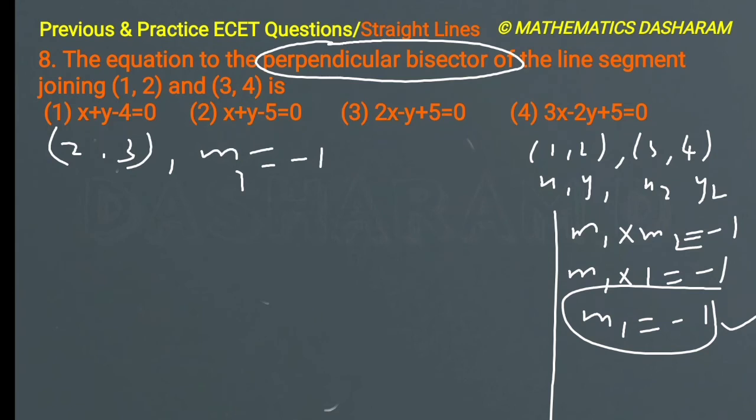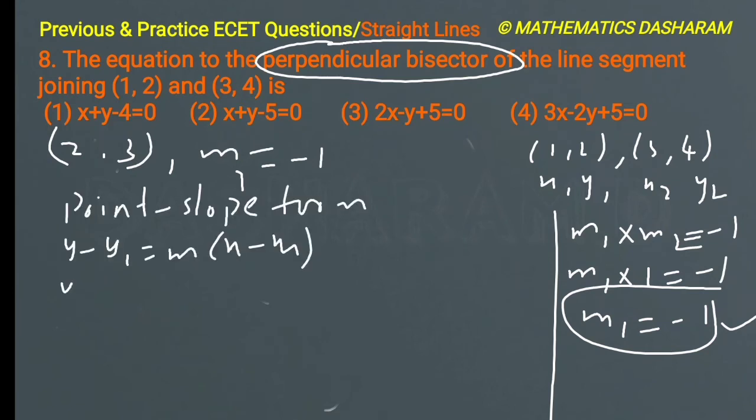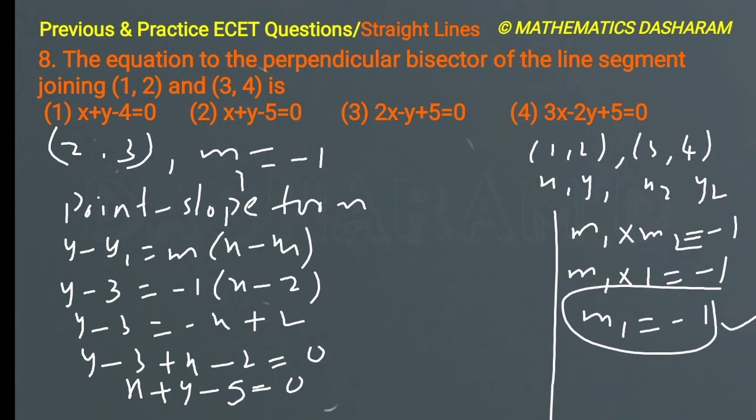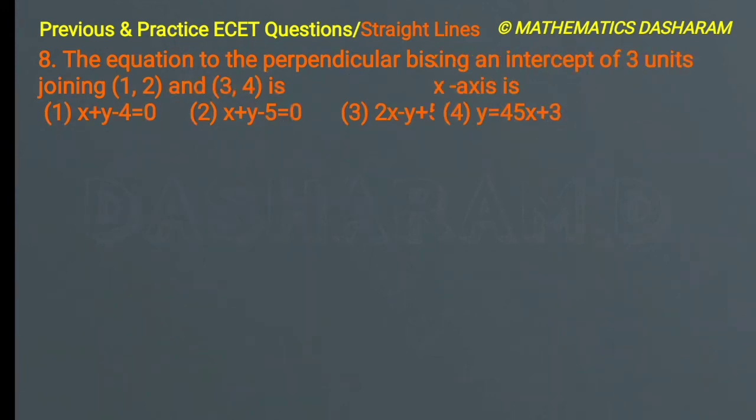Use the point slope form: y minus y1 equals m into x minus x1, that is, y minus 3 equals minus 1 into x minus 2. So y minus 3 equals minus x plus 2, so y minus 3 plus x minus 2 equals 0. So x plus y minus 3 minus 2, minus 5, equals 0. Then the required answer is x plus y minus 5 equals 0. Option 2 is correct.